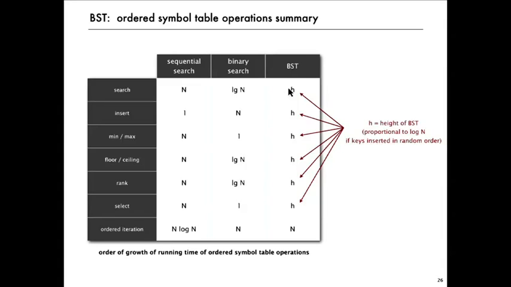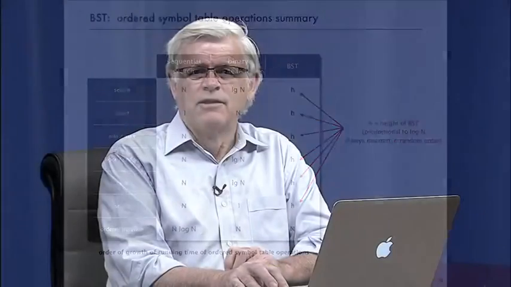Binary search tree is a simple and extremely effective data structure that can support all of these operations quickly, much better than binary search in an ordered array, which is not dynamic and slow for insertion. So that's a look at binary search tree implementations of ordered operations when keys are comparable.